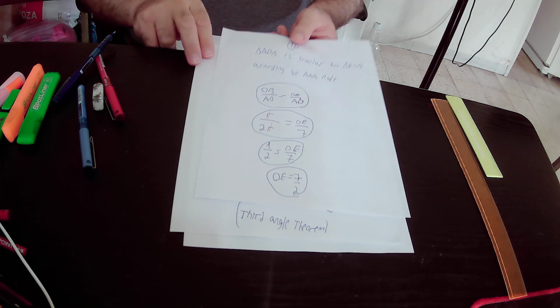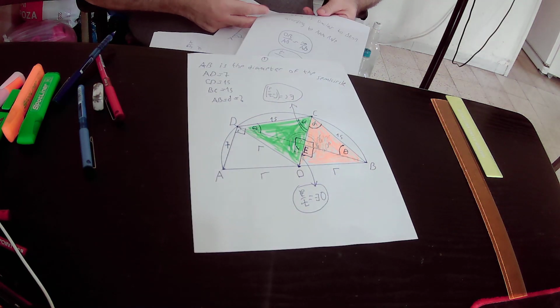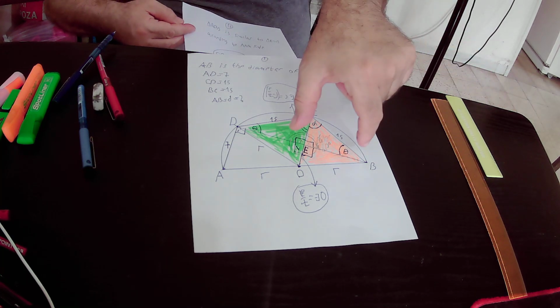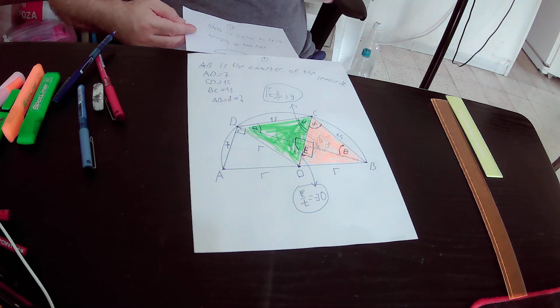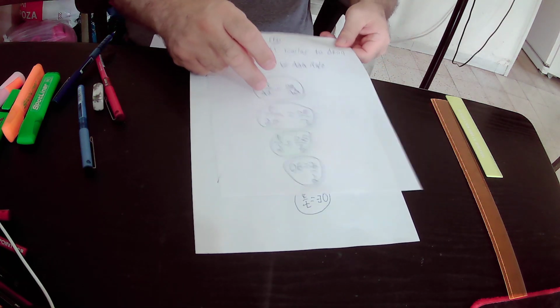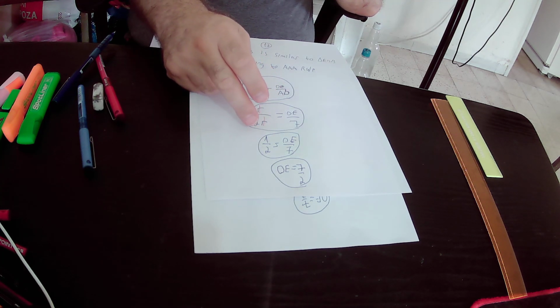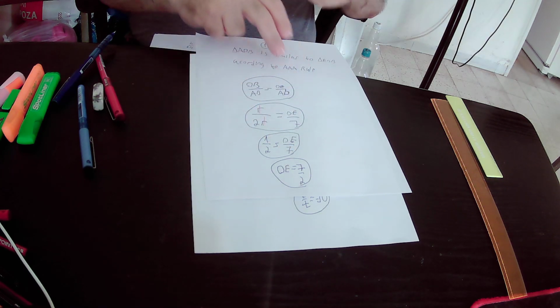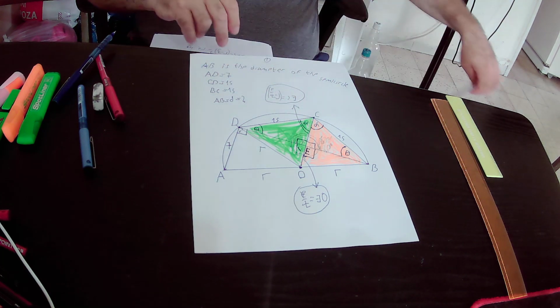Okay, and what is the size of OB? OB equals R and AB equals 2R. It is the diameter of the circle, and AD equals 7. Okay, in total we got that R over 2R equals OE over 7. Then R over R is 1, so from this equality we got that OE equals 7 over 2.